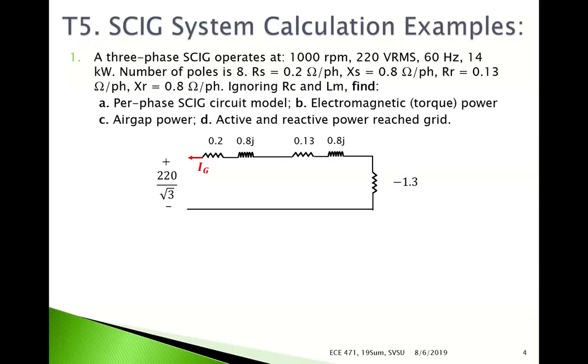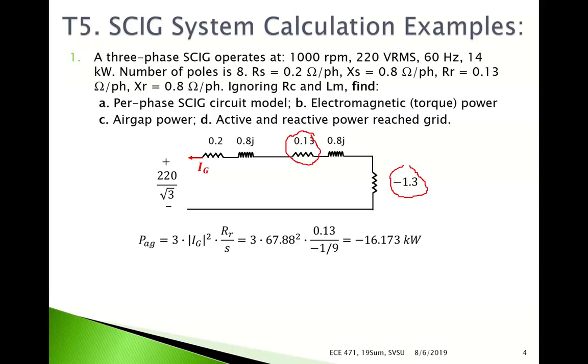The next power we're looking for is the air gap power. Again, air gap power is contributed by these two components, which we need to be clear about in the first place. And then the power just equals 3 times the magnitude of the current squared times the total impedance of these two components, which turns out to be R sub R over S. After the calculation, we end up with -16.173 kilowatts. The negative sign indicates generating again.